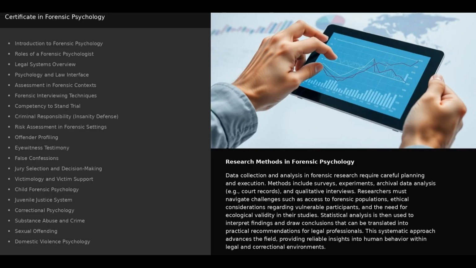Data collection and analysis in forensic research require careful planning and execution. Methods include surveys, experiments, archival data analysis, for example court records, and qualitative interviews. Researchers must navigate challenges such as access to forensic populations, ethical considerations regarding vulnerable participants, and the need for ecological validity in their studies. Statistical analysis is then used to interpret findings and draw conclusions that can be translated into practical recommendations for legal professionals. This systematic approach advances the field, providing reliable insights into human behavior within legal and correctional environments.